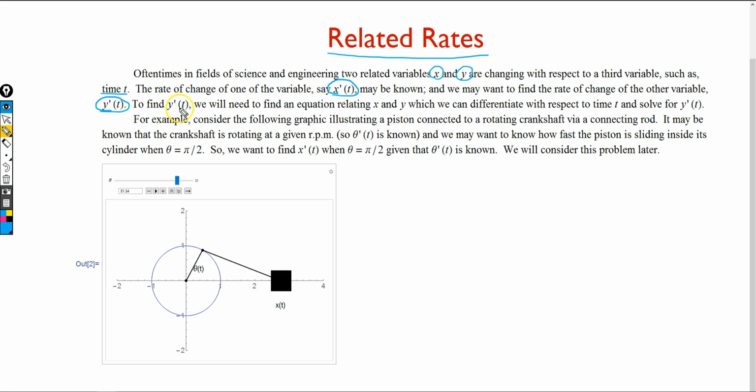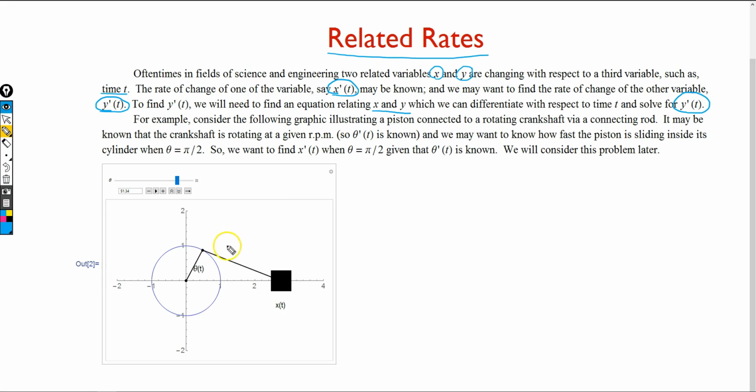Now to find y prime of t, you'll need to find an equation that relates x and y. You can then take that equation and differentiate it with respect to time t, and then you'll be able to solve for y prime of t.